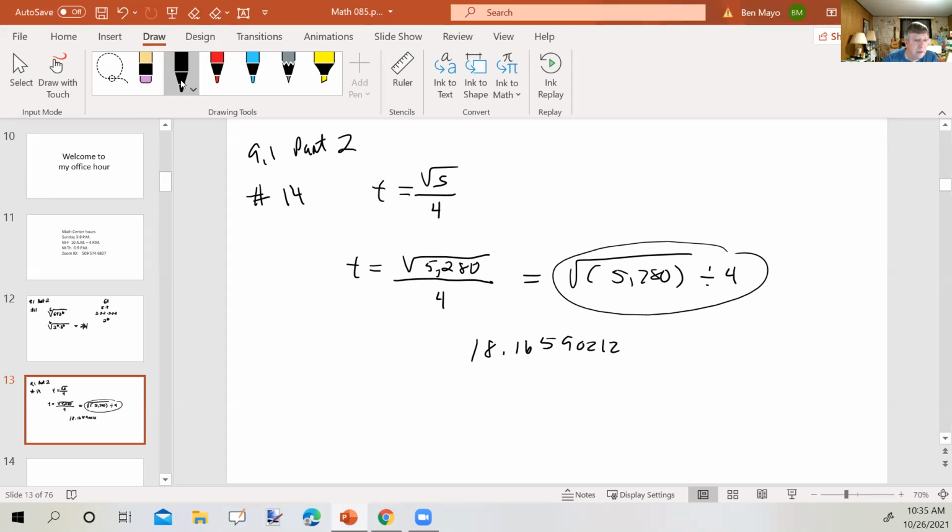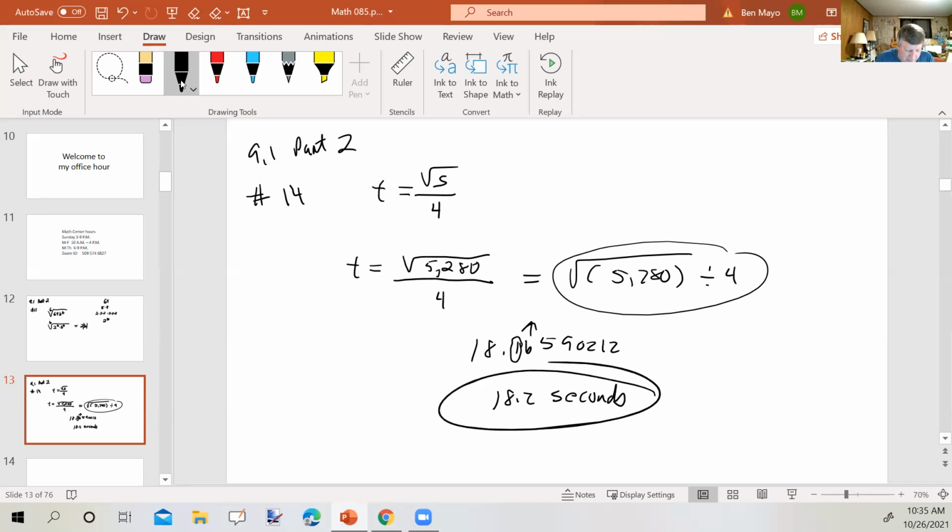All right, what did it say? Round to 1 decimal place. So we go to the first decimal place. We go 1 further over, the 6 rounds up, so 18.2 seconds would be the final answer. Any questions about that problem?